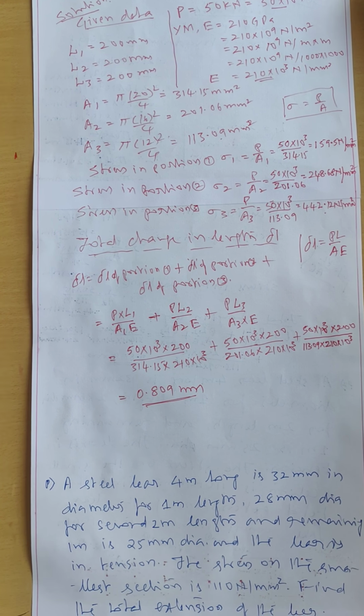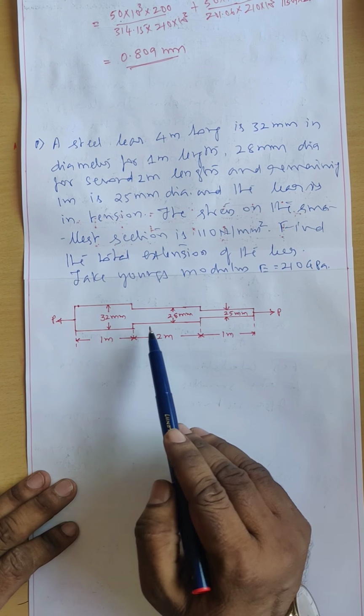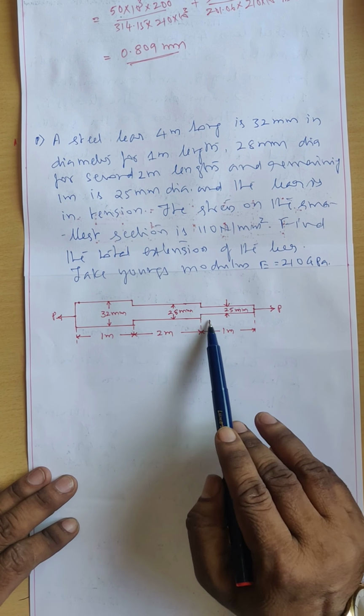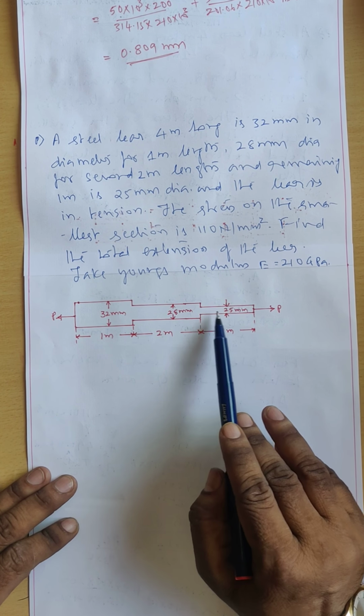A steel bar here in this problem, a steel bar 4 meter long is 32 mm in diameter for first 1 meter length, 28 mm diameter for second 2 meter length, and remaining length is 25 mm diameter, which is 1 meter. And the bar is in tension, it is in pull.